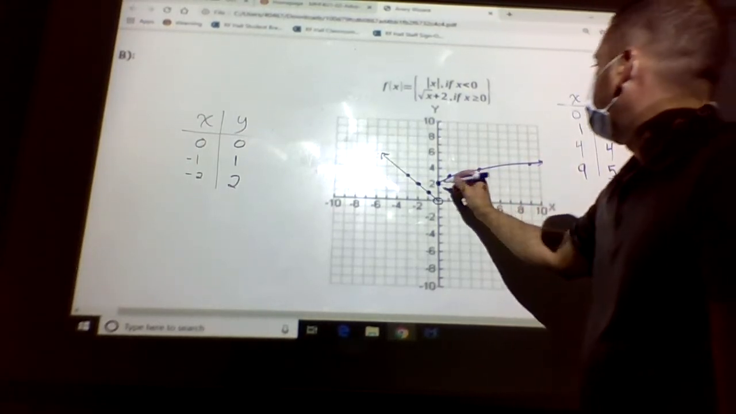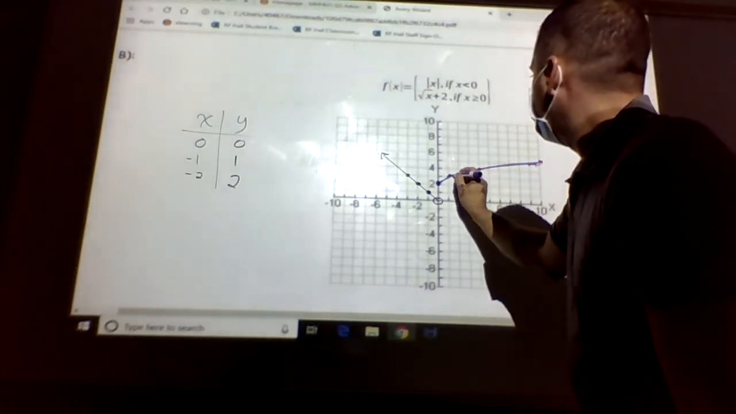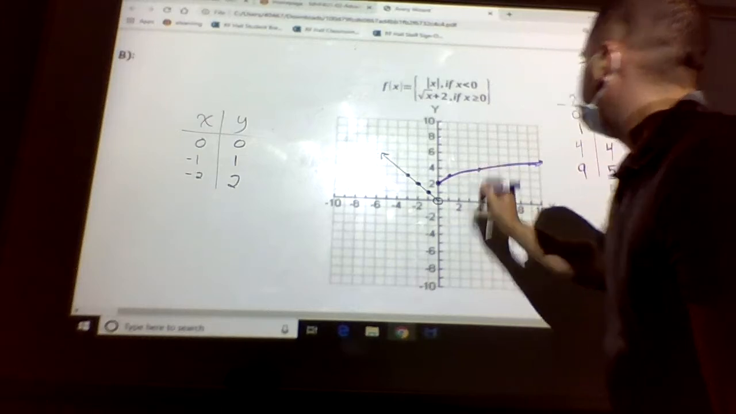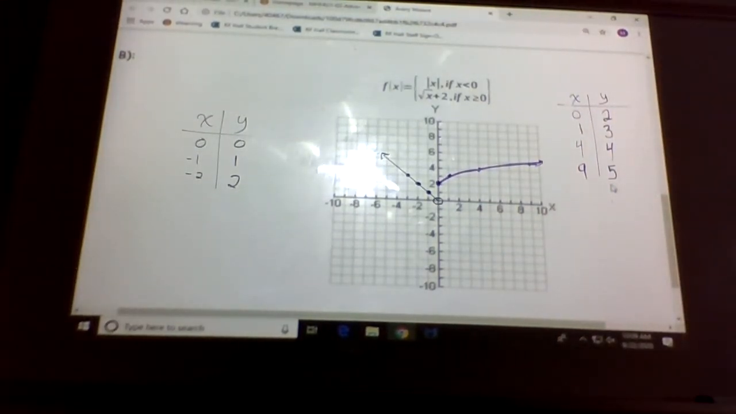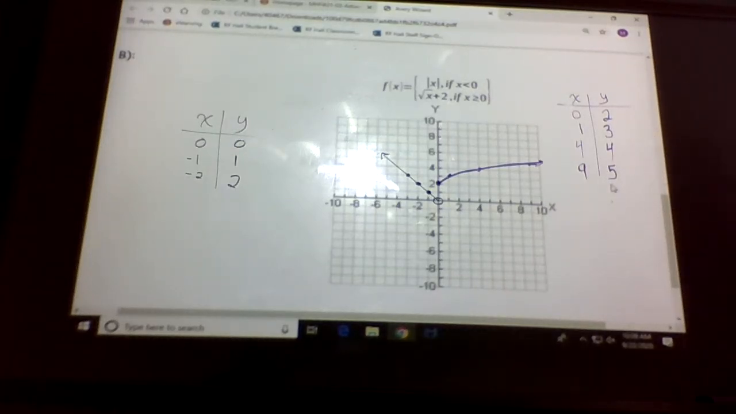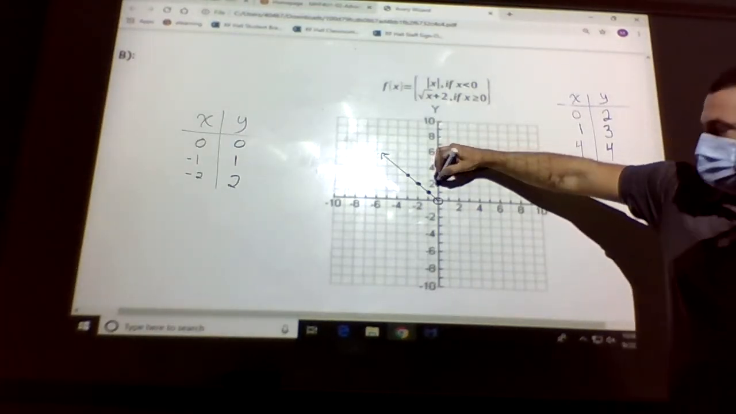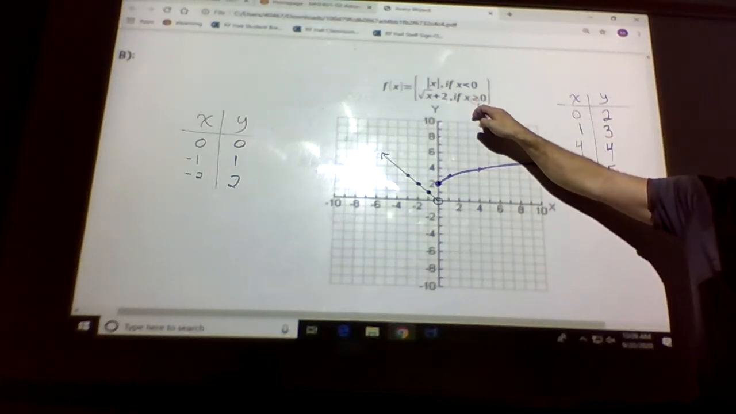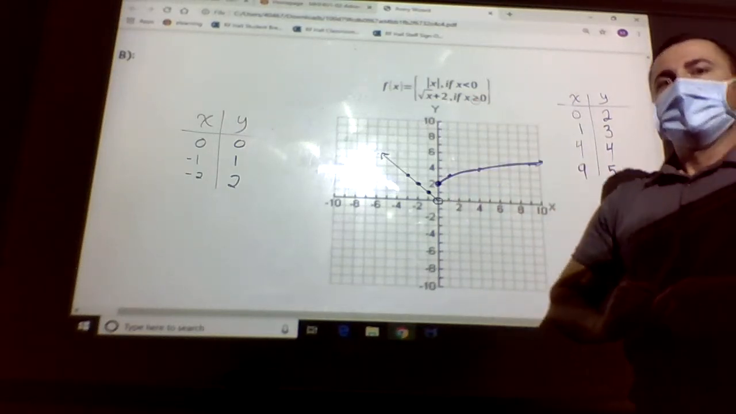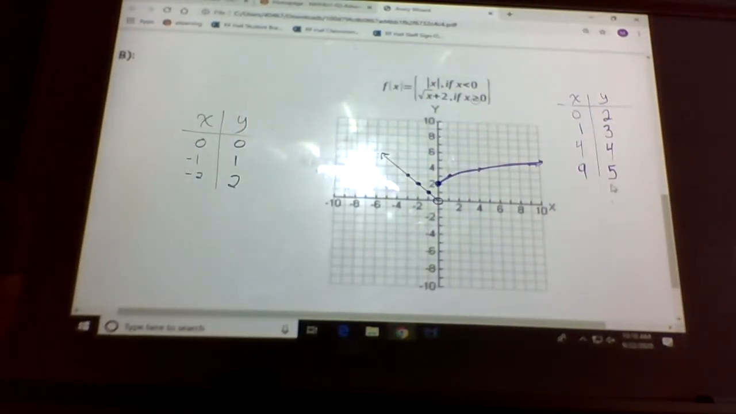So something should look more curved. It's like that. Again, if you didn't use 0, 1, 4, 9, that's fine. You can use 0, 1, 2, 3. So again, we put a closed circle here because it's greater than or equal to 0. So we include this point. Does that make sense? Okay.